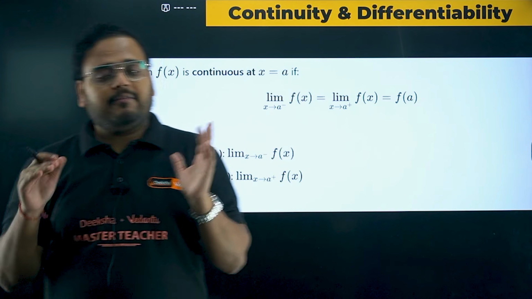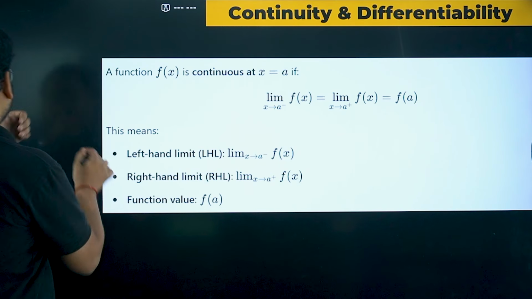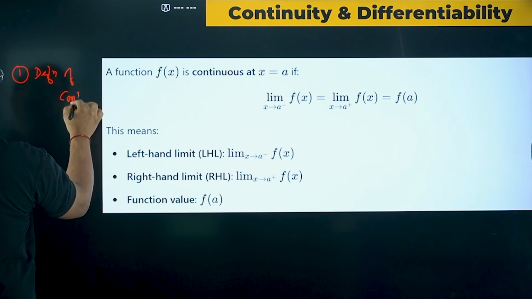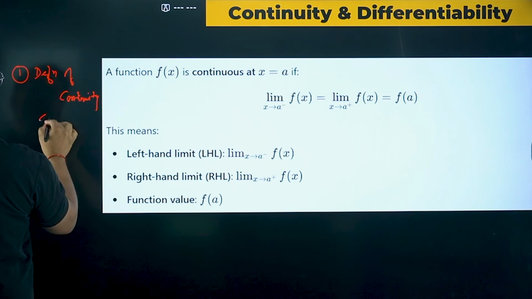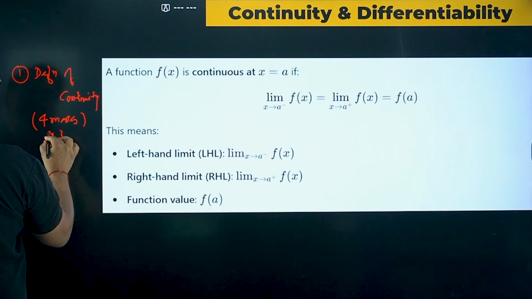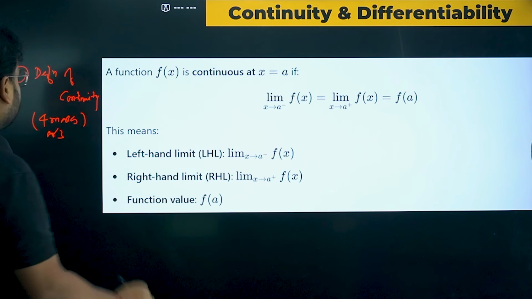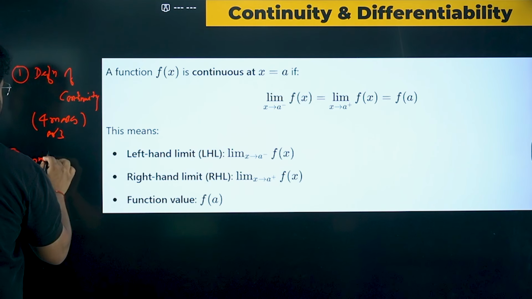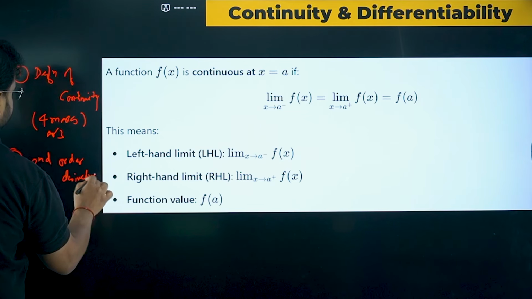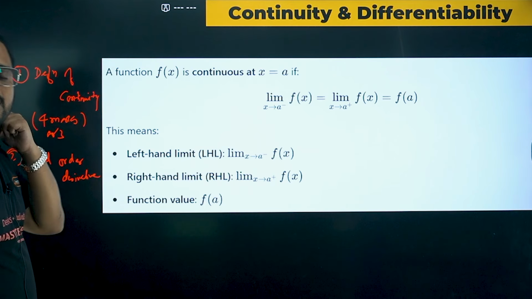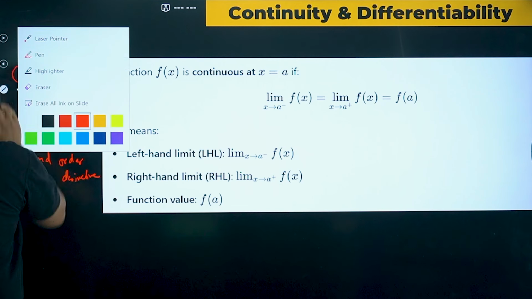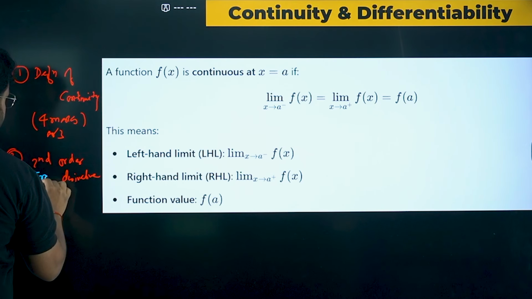C and D. In C and D, if I talk about the questions, okay, let me list it down. One question will come on definition of continuity. Now this can come for 4 marks, or sometimes 3 marks. Okay, 4 or 3 marks it can come for. All right. Next will be a question on second order derivative. Second order derivative will be one question of 5 marks. Here guys, 5 mark question.